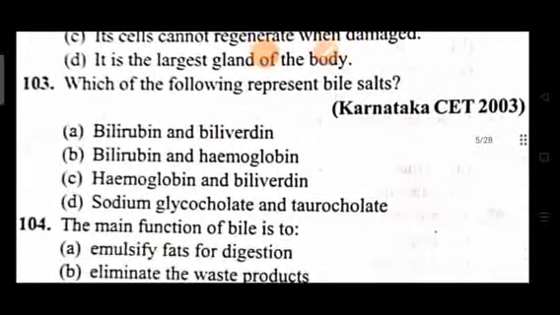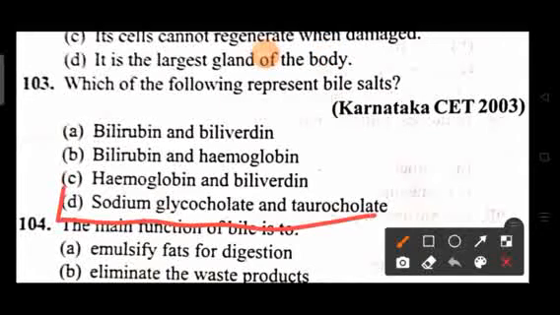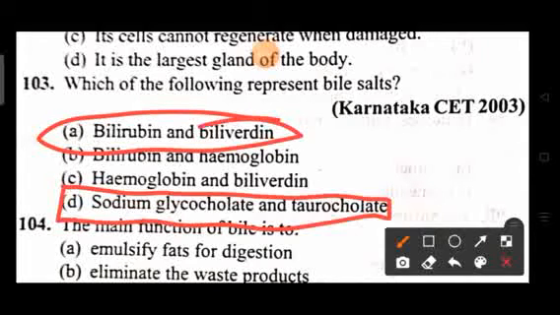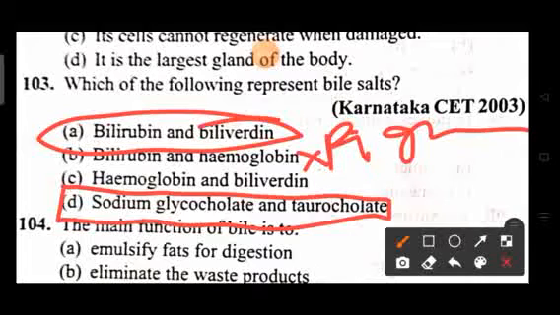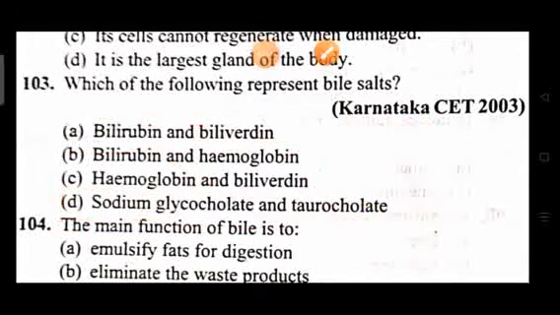Which of the following represent bile salts? Bilirubin and biliverdin, bilirubin and hemoglobin, hemoglobin and biliverdin, sodium glycocholate and taurocholate. Already you know that the bile salts are sodium glycocholate and taurocholate. Bilirubin and biliverdin are the pigments, so the other options are wrong. So here the answer is option D.